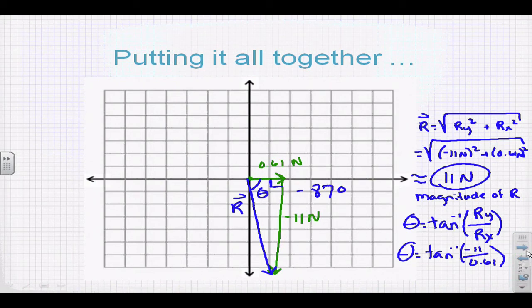Now in general, I like to express this as an angle with respect to the positive x-axis. So what I would do is take 360 and subtract 87 degrees from this. But for our purposes, if we can locate this angle, we know which axis it's found with respect to, we can pretty accurately tell the direction of the resultant vector.